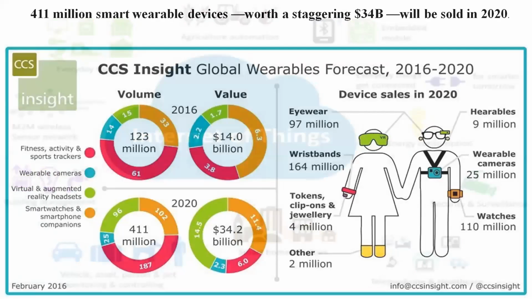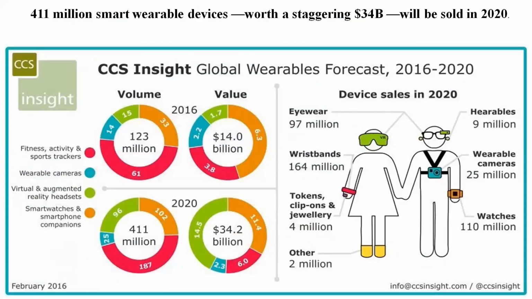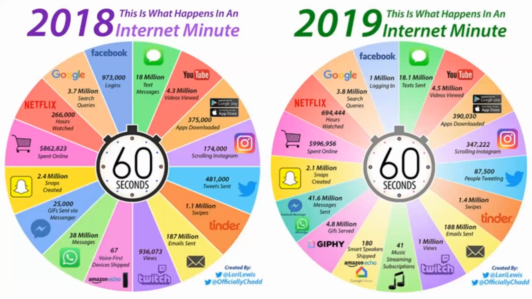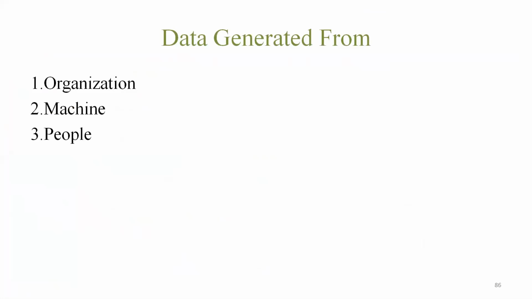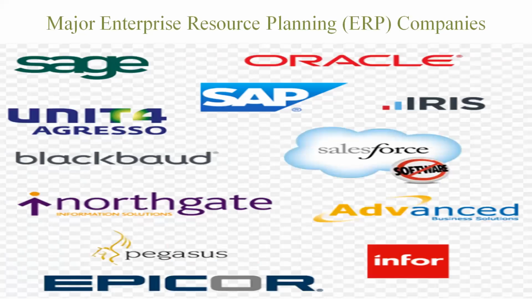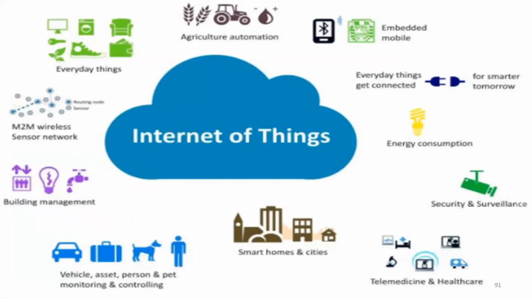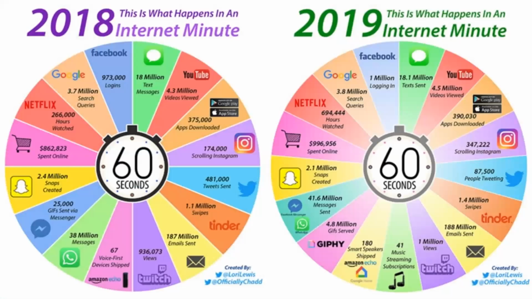The first one is organization, using ERP. The second one is machine, using IoT. The third one is people. Any idea what the people source is? It is mostly social media. So people generate data using social media.